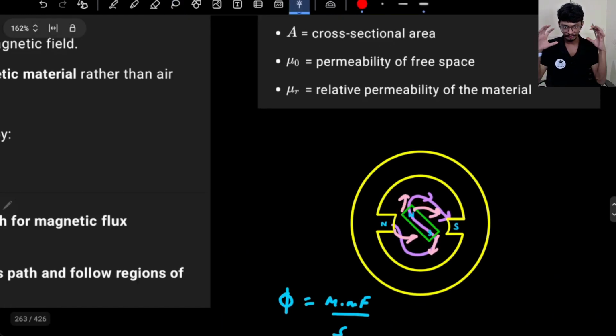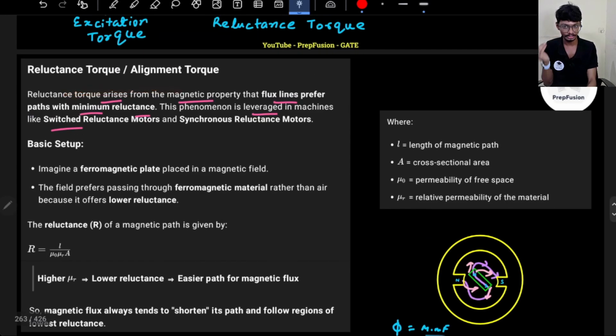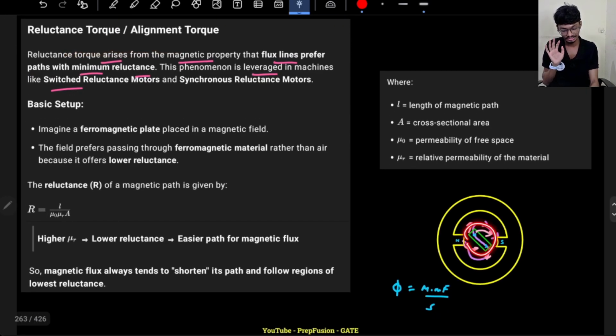So what will happen if I place a permanent magnet over here, and an electromagnet over here? This north pole will come here, the south pole will come here, right? Now just assume that both this north and south pole are rotating. This also will try to follow the lowest reluctance path. So it is somewhat similar to alignment torque only, but even if there is no excitation, still due to this flux connection, flux will try to follow the lowest path, and due to that it will generate an EMF, and that will generate a torque.